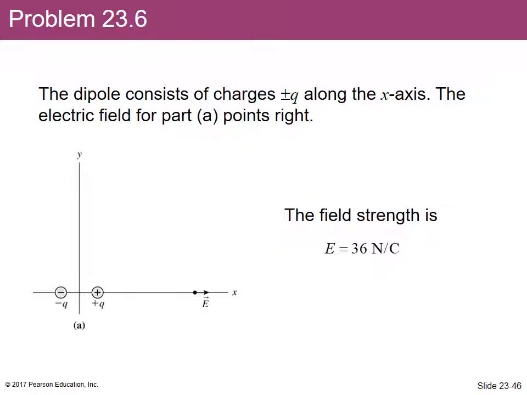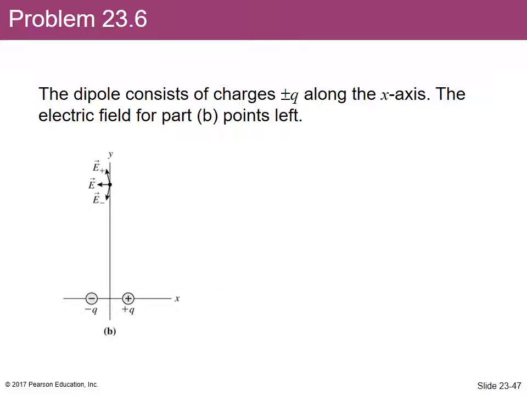Since the problem only asks for the electric field strength, the answer is 36 newtons per coulomb. The dipole consists of charges plus and minus q along the x-axis. The electric field for point B, a point that bisects the dipole, must point to the left.